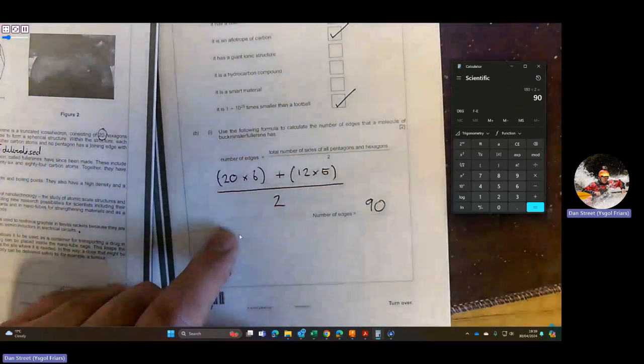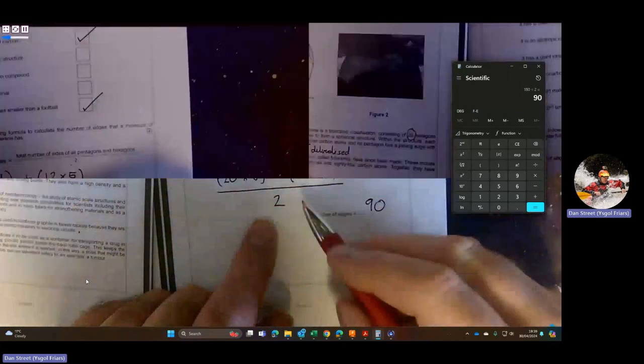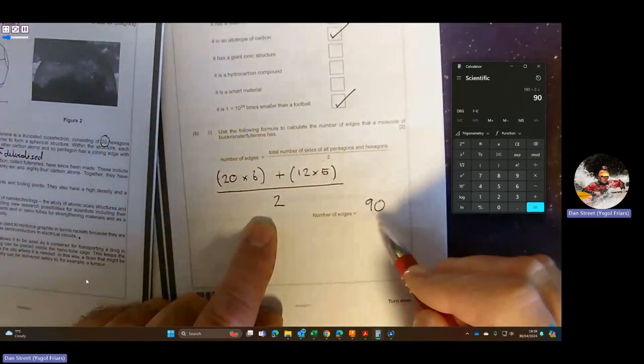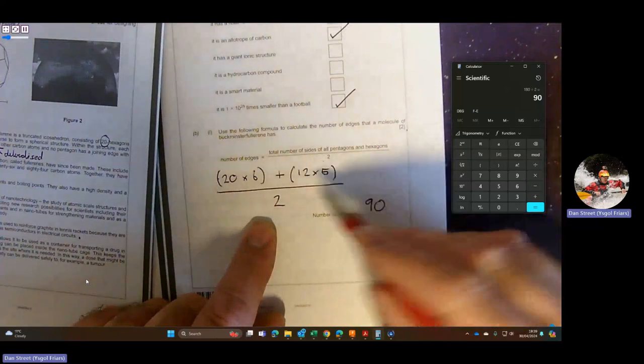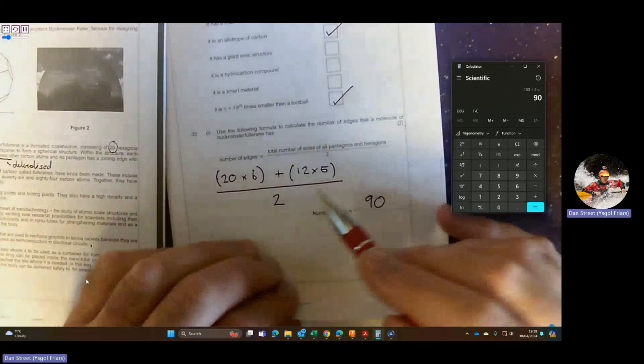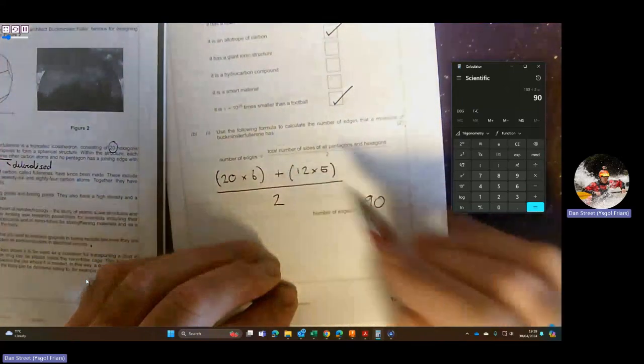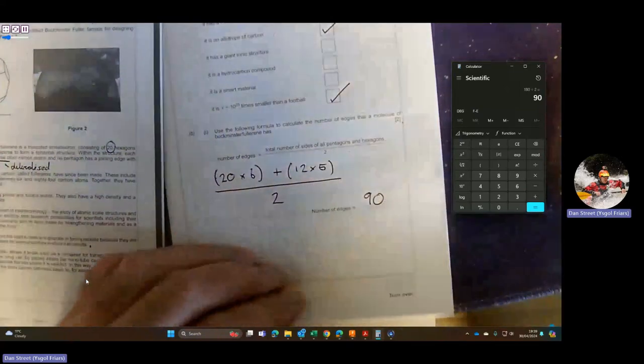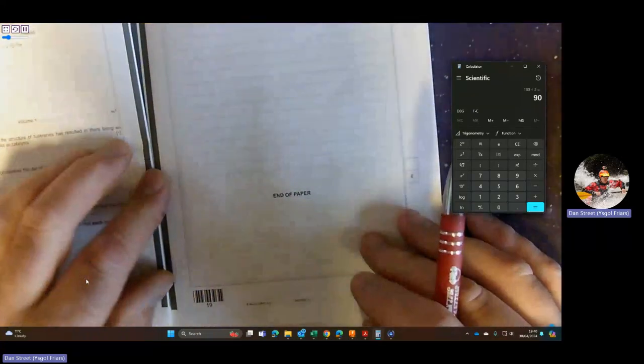Okay, so as is always the case in these, if you write your calculation out and the answer, that's your 2 marks. If you actually write the calculation out correctly but make an error, you still get a mark for that, even if you didn't get the mark for the final answer.